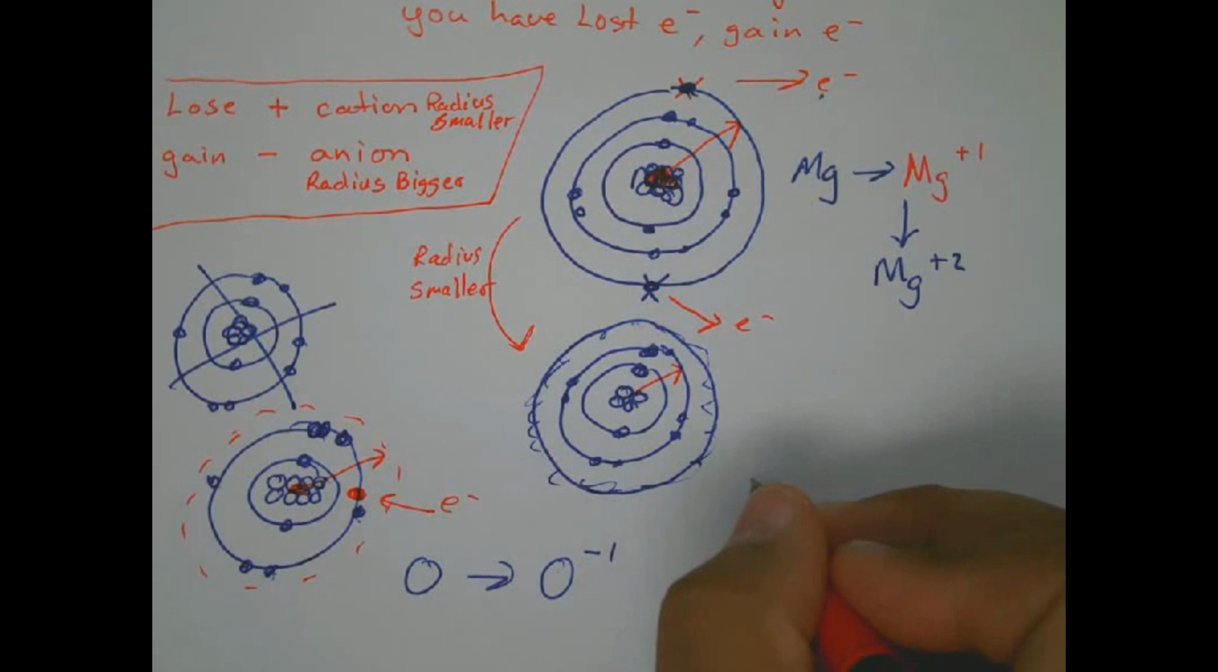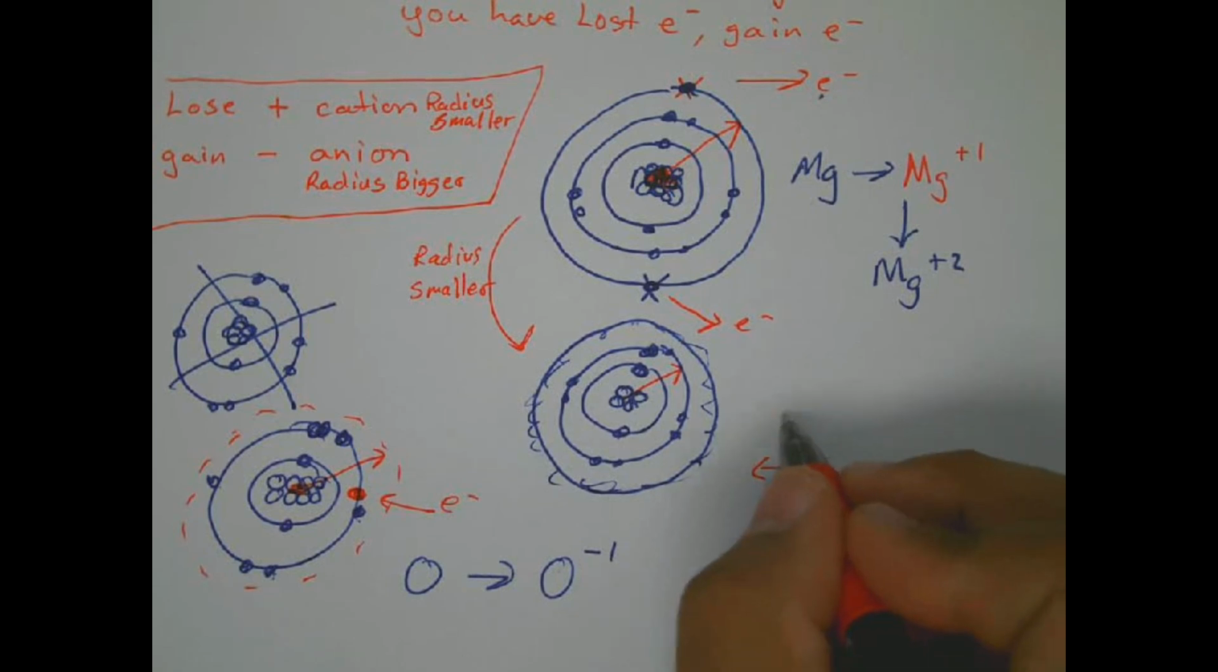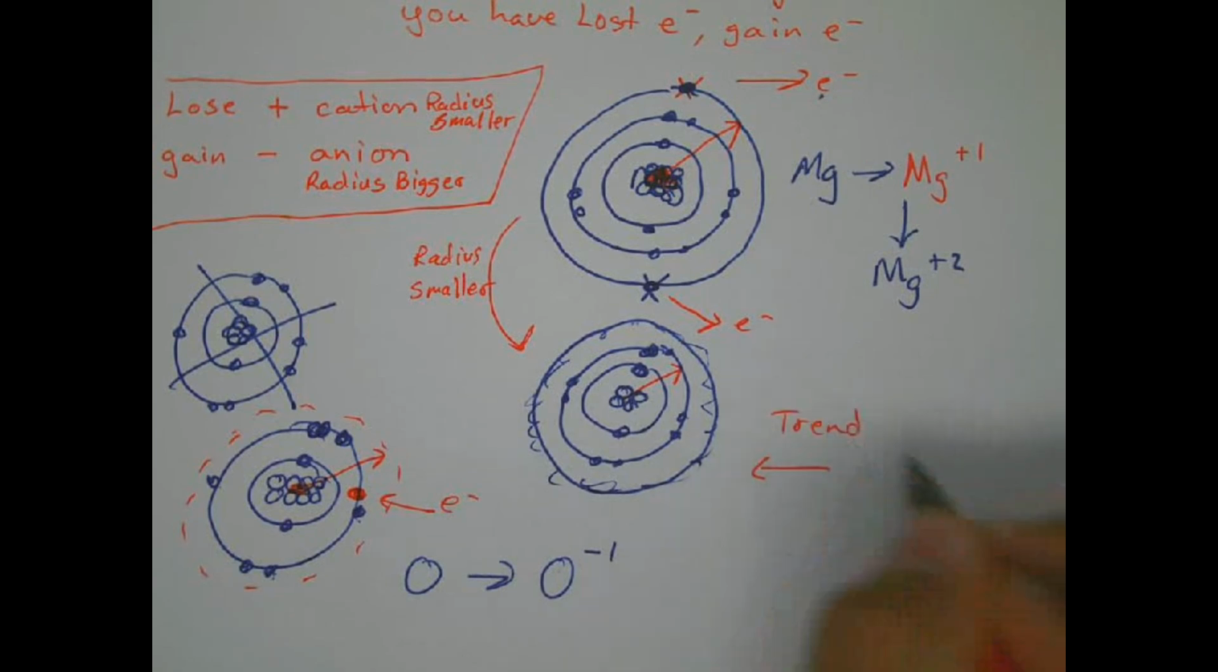Well, we know the trend for atomic radius is, as you go to the right of the periodic table, this is the trend here. We're looking at the trend right now. As you go right on the periodic table, we get smaller. As you go down on the periodic table, you get bigger. I said that completely wrong. You don't get smaller, you get bigger.